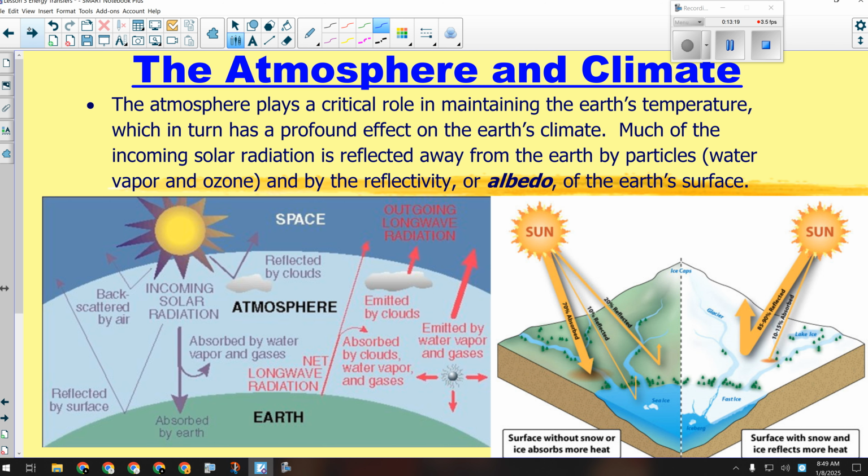All right, so the atmosphere plays a critical role in maintaining the Earth's temperature, which we've kind of talked about. We got the greenhouse effect, things like that. Much of the incoming solar radiation actually just bounces off the Earth's surface.